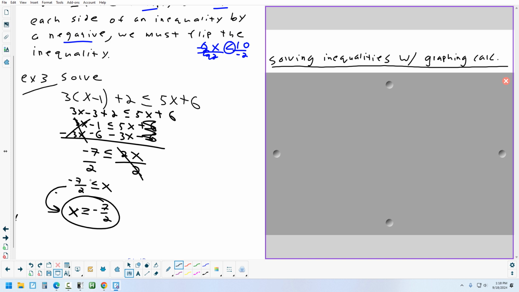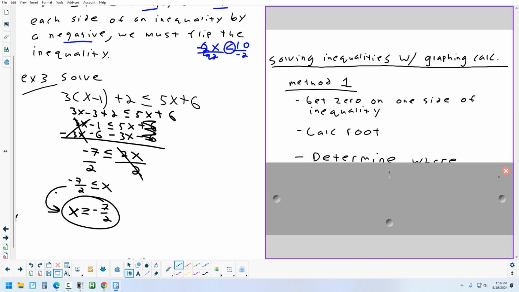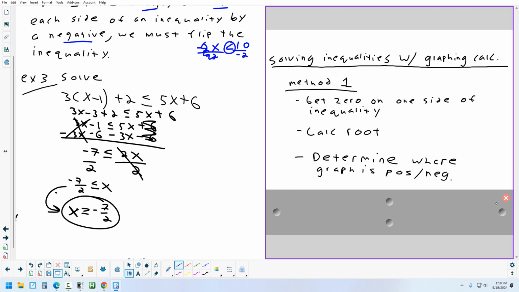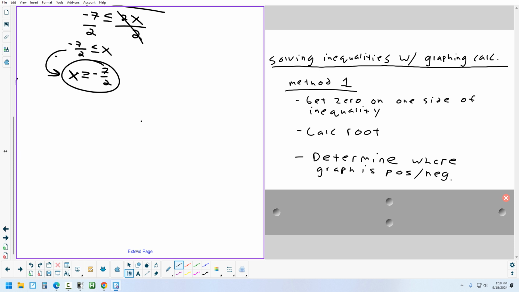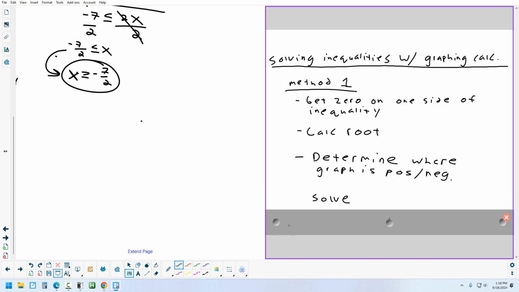So I'm going to show you, even though we didn't need a graphing calculator to solve that, we solved it pretty quick, how you can solve it on the calculator in case you have one and don't know how to do it. I'm going to show you two different ways. The first method involves getting 0 on one side of the inequality. So if it doesn't have 0 on one side, you need to make it so it has 0 on one side. Okay, so we're going to do that one.